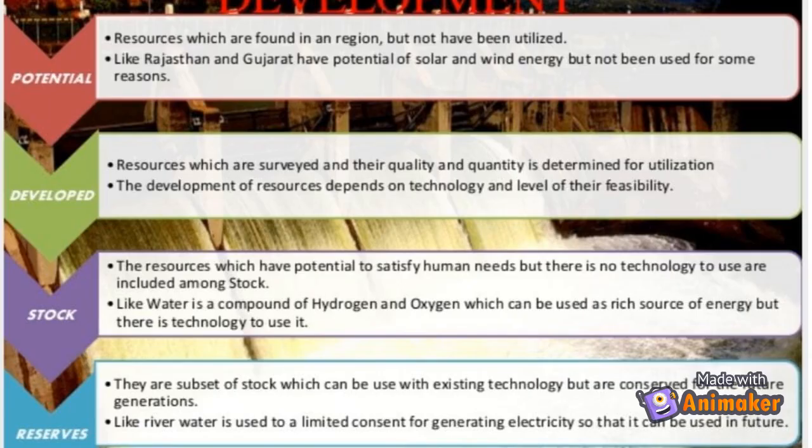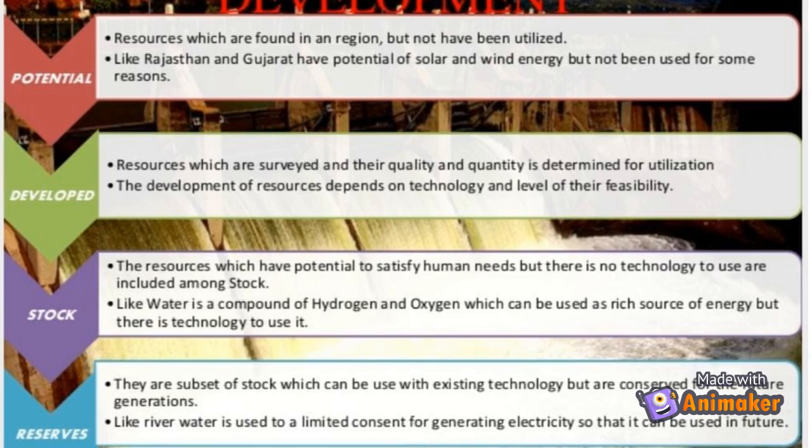On the basis of the status of development, we can classify resources into four: potential resources, developed resources or actual resources, stock, and reserves. Potential resources are resources which are not being utilized fully. For example, the western parts of India, particularly Rajasthan and Gujarat, have enormous potential for the development of wind and solar energy. But these have not been used properly.